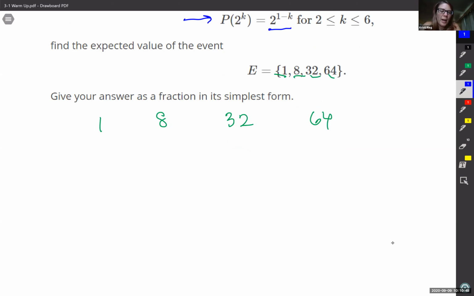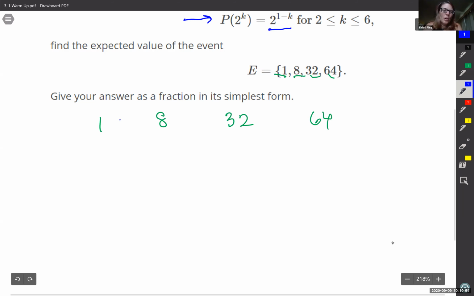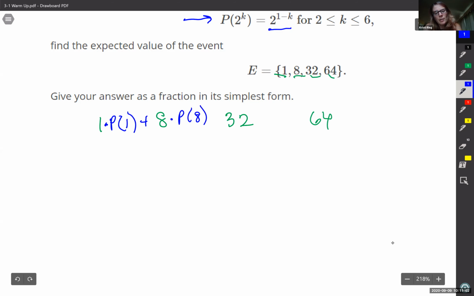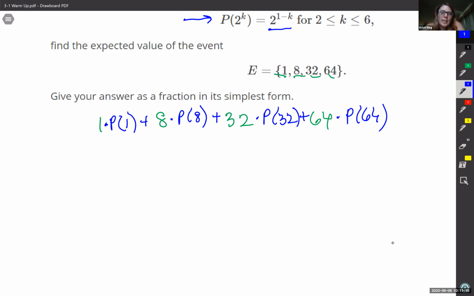But then we're going to multiply by the probability. We're going to multiply 1 times the probability of 1, multiply the 8 times the probability of 8, multiply the 32 times the probability of 32, and finally multiply the 64 times the probability of 64. So we're taking all of those 4 items listed in E, 1, 8, 32, 64, and we are going to multiply those numbers times the probability of those numbers.